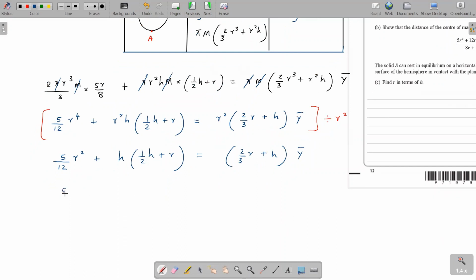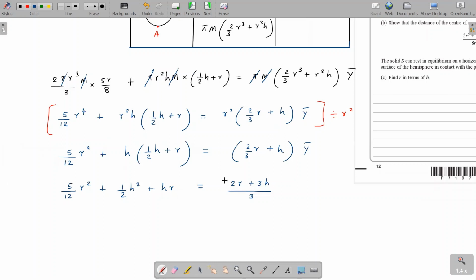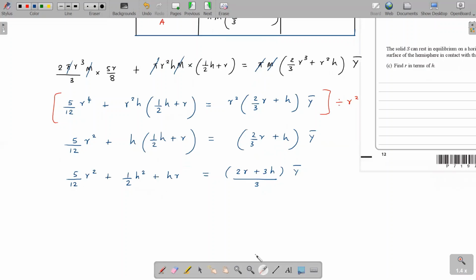So this one, I'll open the brackets: 5/12 r square. This one, h into half h is half h square, plus hr, equals, in here, shall I take the common denominator? 2r plus 3h over 3. Is that okay? 2r plus 3h over 3, this is into y bar. Okay, so then to simplify, you can see the denominators: I have 12, I have 2, I have 3. To remove these denominators, what is the best number to multiply with? The common denominator of 12, 2 and 3 is 12, right? Let's multiply the whole equation, everyone, with 12.